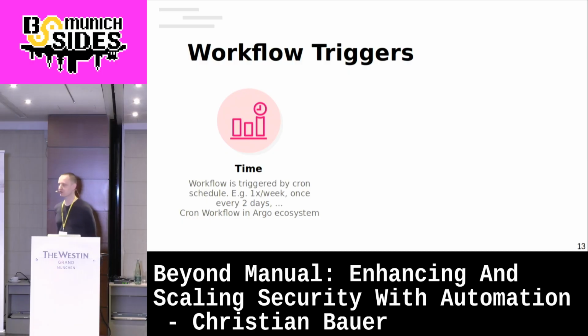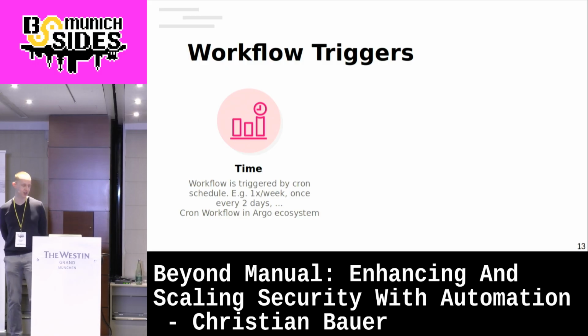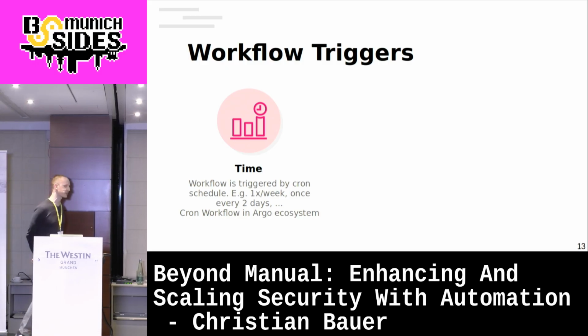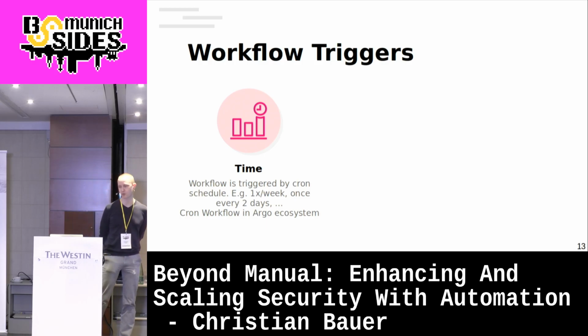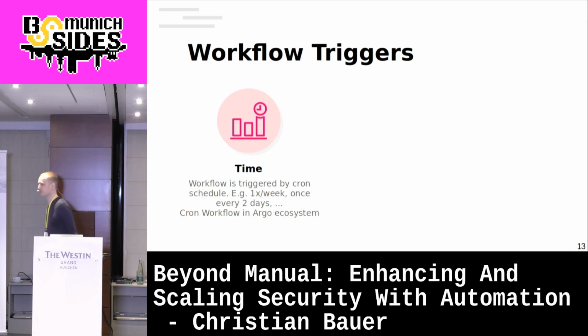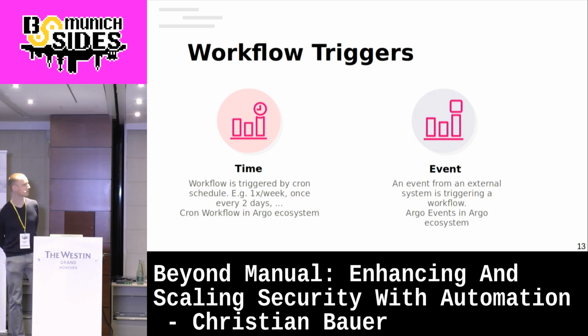Now, how are we triggering a workflow or an automation? The ASM example is something that you can do based on time, right? Like maybe once a week, once every 2 days, maybe even once a day. I want to trigger that and run it automatically. In Argo, that's called a cron workflow because you use a cron definition to define how often it's executed and when. But that is not the only way how I can do that.